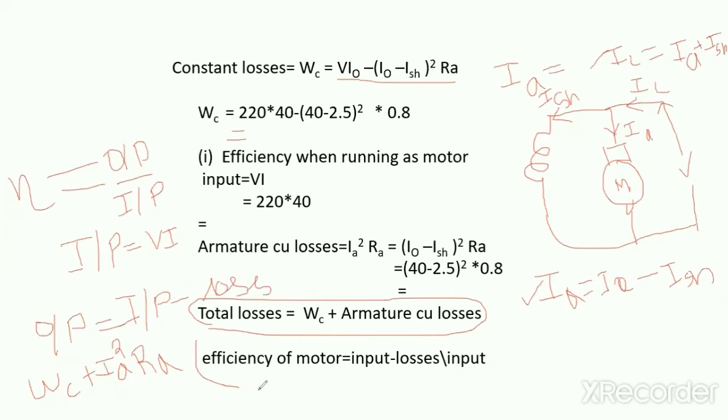What is the formula for efficiency? Input minus losses by input. What is the input? V into I is the input, and the losses are the total losses, which is WC plus armature copper losses. Input is V into I, that is 220 into 40, minus total losses, which is WC plus armature copper losses.